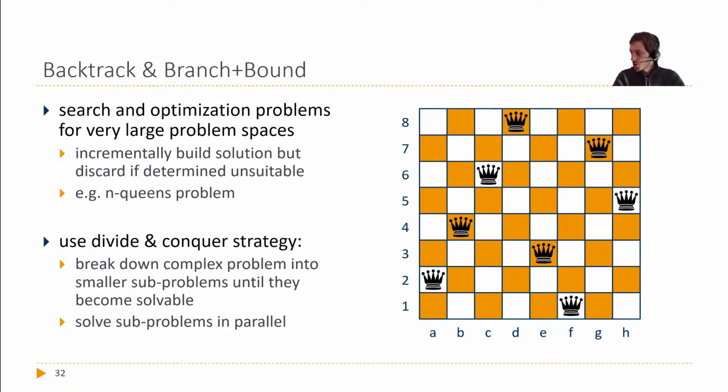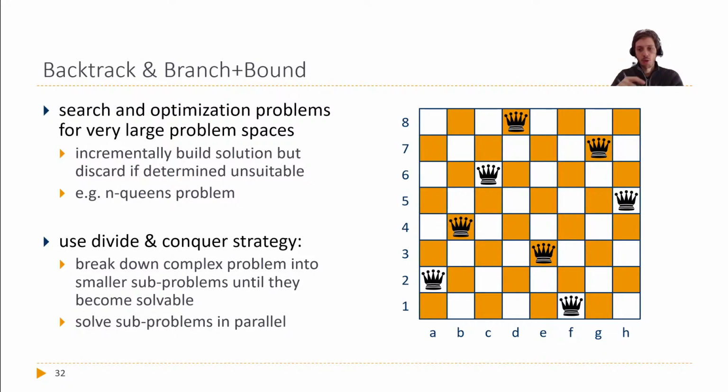The next dwarf we want to talk about are backtrack and branch and bound. These are search and optimization problems for very large problem spaces, where you try to incrementally build a solution. Once you arrive at a point where you figure out, okay, I can no longer satisfy the constraints, I will never arrive at a correct solution with the current path that I took, then I simply disregard that, move back, do my backtracking, so to speak, and try a different route.